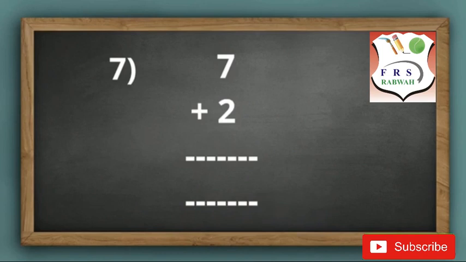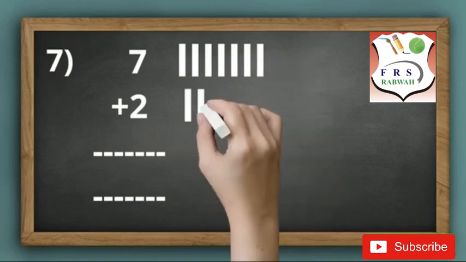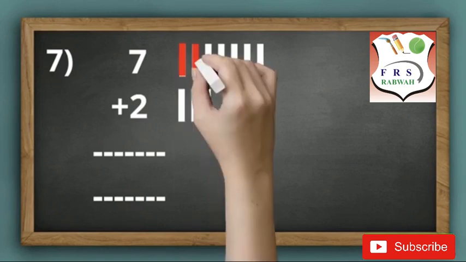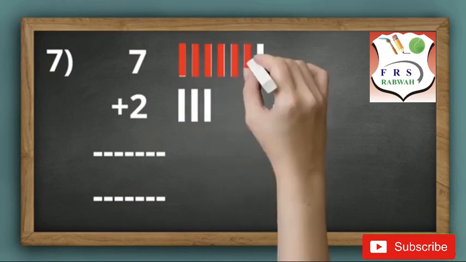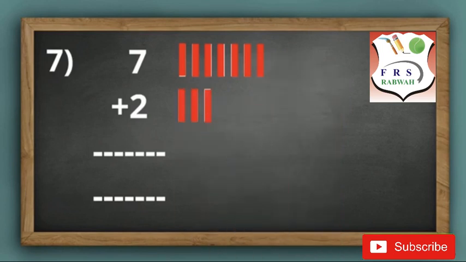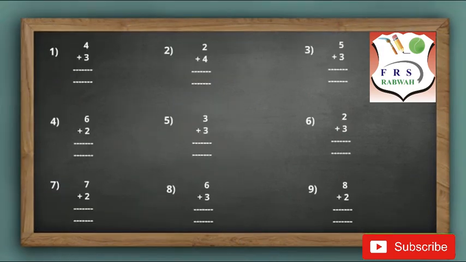What is 7 plus 2? 7 lines to represent 7. 2 lines to represent 2. Now, let's count together. 1, 2, 3, 4, 5, 6, 7, 8, 9. You guys are doing great. Let's take a look at the next question.